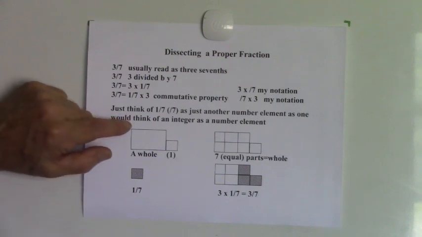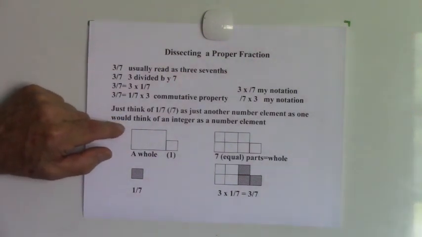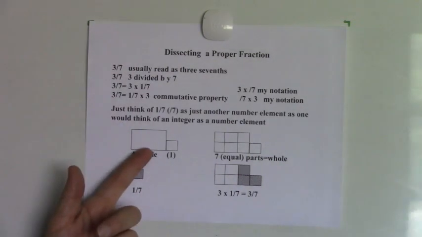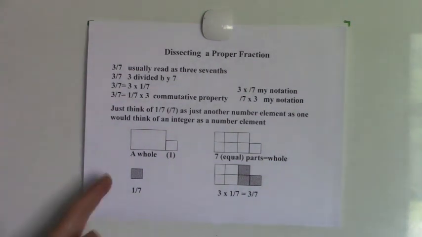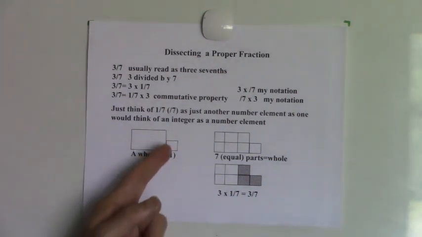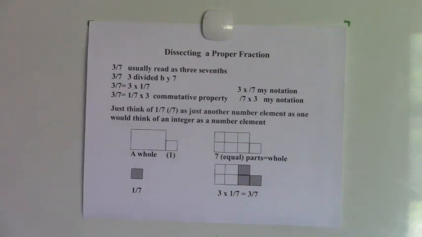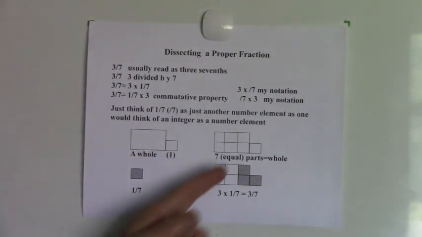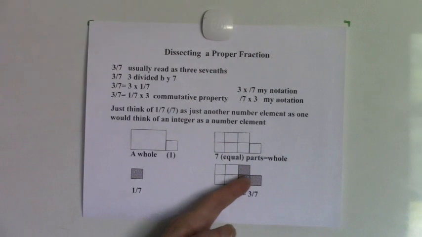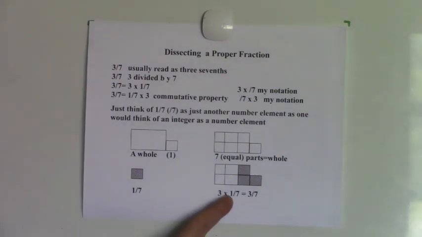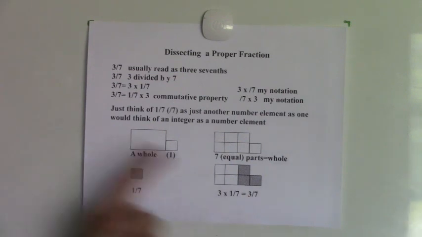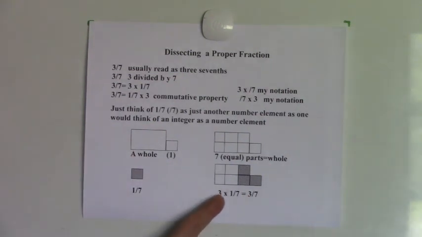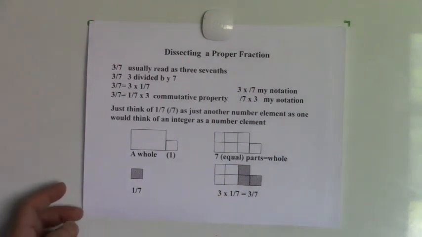Just think of 1/7 as just another element, as one would think of an integer as another element. Now, if we call this object here a whole, then 1/7 is this little piece here, because if we take 7 of them and put them in there, it'll add up to this whole piece. If we filled in 3 of these, we have 3/7. This is the way I'd like to think of this, as 3 of the 1/7 pieces. So remember, if we think of it this way, it's going to help us understand fractions much better.